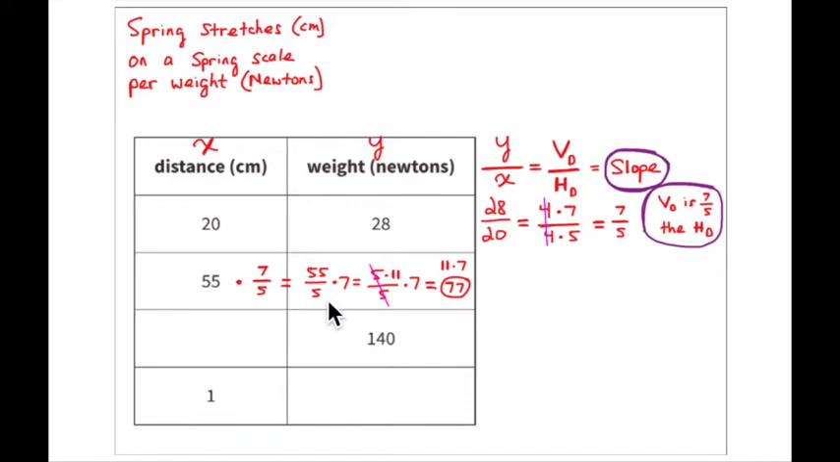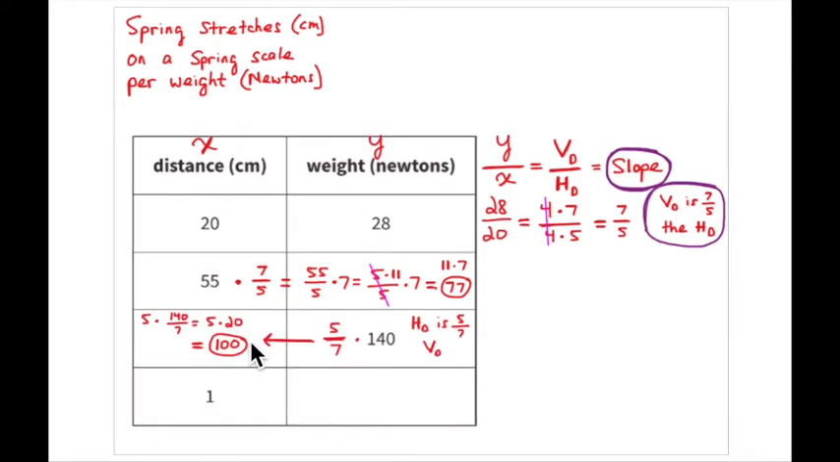So 55 times 7/5 is 7 times 55/5. So you can simplify this part to 11. And so 7 times 11 is 77. So if the spring stretches 55 centimeters, then you will have put 77 newtons of weight on the scale. Now, in this case, they give you 140 as the number of newtons, and they want you to calculate the centimeters that the spring stretches. Now, that is the opposite, the reciprocal relationship.